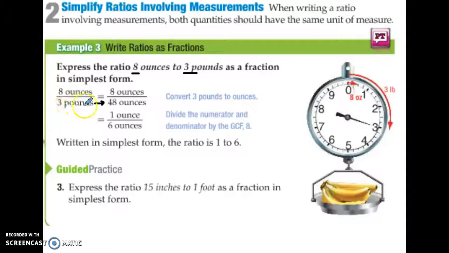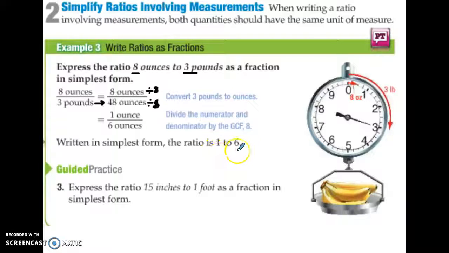So I have 3 pounds, there's 16 ounces in a pound, 3 times 16 gives me 48. So now I have ounces over ounces. I can reduce that down. Well, 8 and 48, the number 8 goes into both of them. So I divide them both by 8. And I get 1 over 6. 1 ounce over 6 ounces. And again, if I want to write what that means in English, or say what it means, the first item is 1/6 the weight of the second item. Or, I take 6 of the first item to equal the second item. A lot of ways to put it.